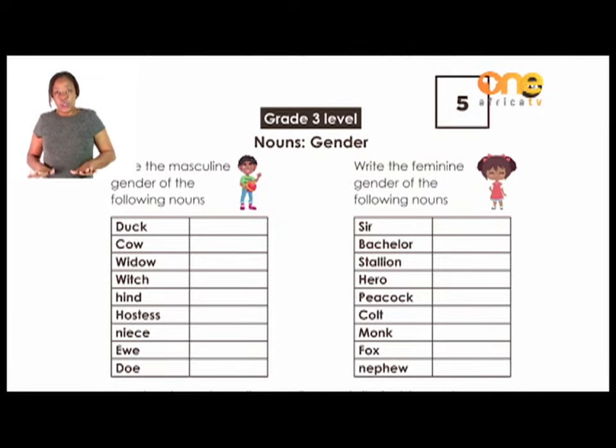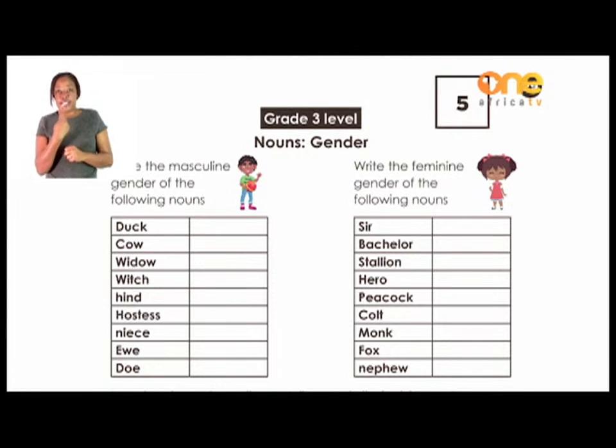Okay. Bachelor is a boy who is not married, or a man who is not married. What about a woman or a girl who is not married? We say she is a bachelorette. Bachelorette. Stallion refers to a horse, which is a male. It's a stallion. What about the female horse? We say it's a mare. It's a mare. Now I want you to find out also the rest of the words here.